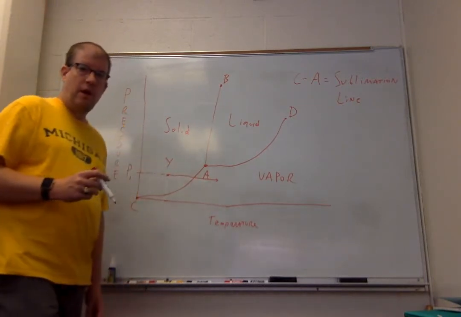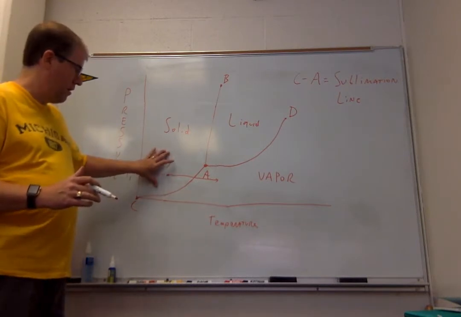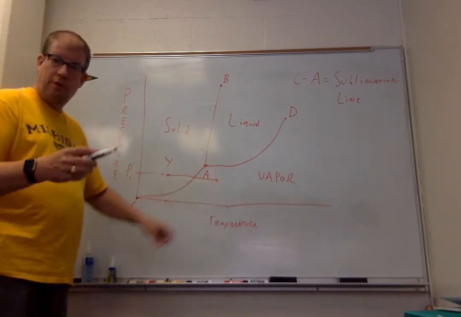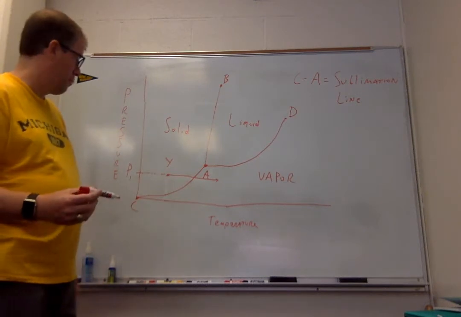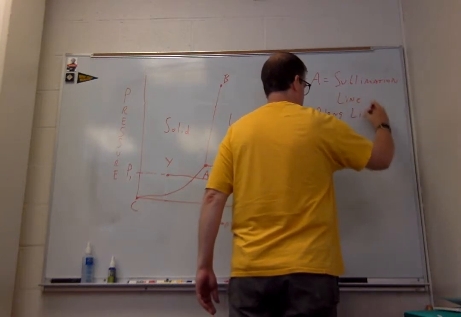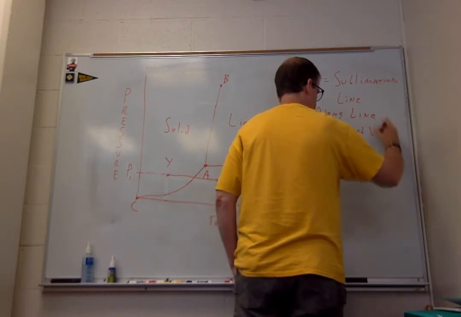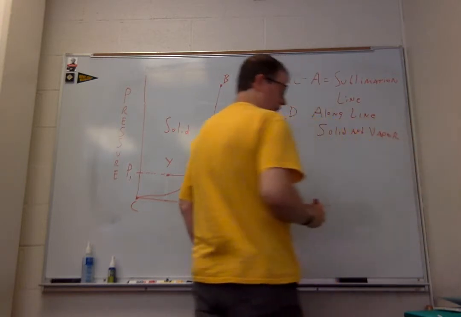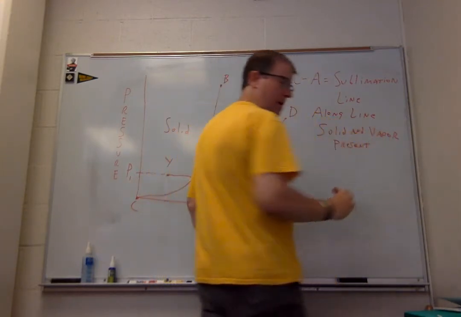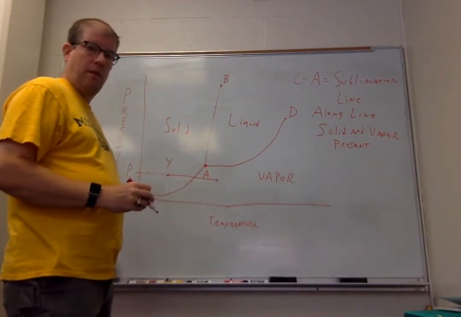The other thing to note is what phases are present along these lines. Over here, where point Y is, where we start, it's only solid. When we get to this place here, where we transition to the vapor phase, only the vapor is present, but along the line, solid and vapor are present. So that's an important thing to note too.